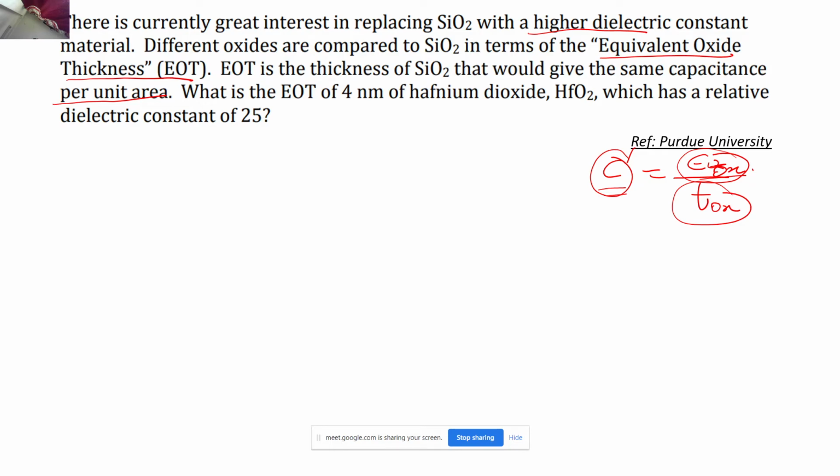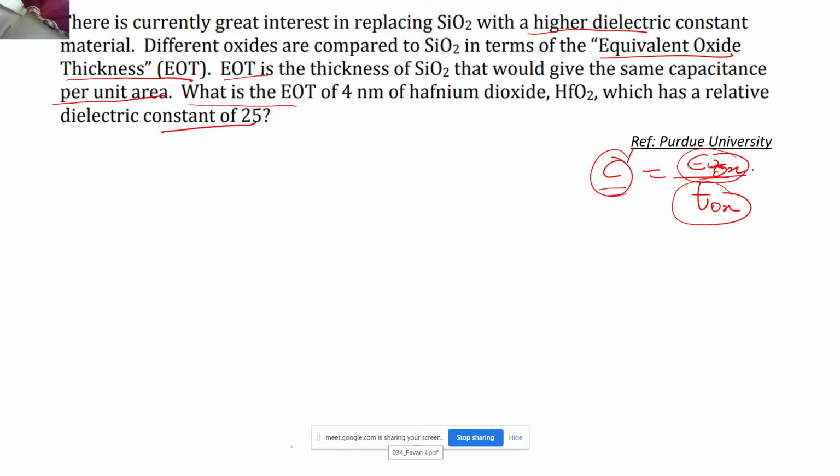So this is what the meaning of the equivalent oxide thickness is, right? So now what they are asking is, first of all, they have given us the definition of equivalent oxide thickness, and they are asking what is the equivalent oxide thickness of 4 nanometer hafnium oxide. Now why hafnium oxide? Because just look at the dielectric constant of the hafnium oxide, it's 25, correct?